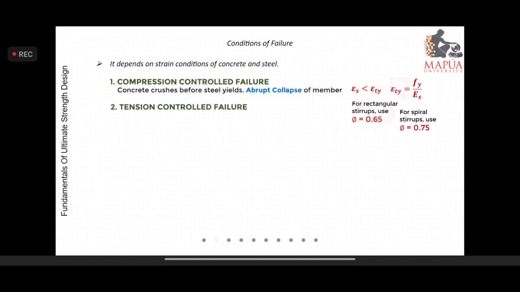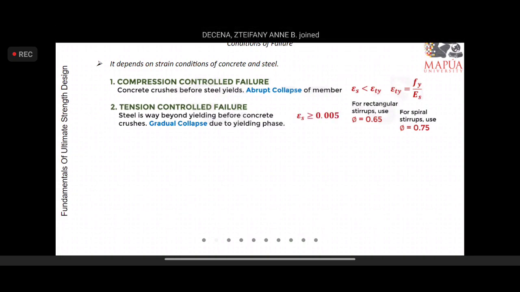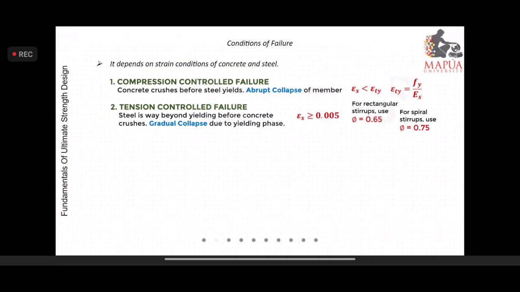For tension controlled failure, steel is way beyond yielding before concrete crushes, with a gradual collapse due to the yielding phase. So epsilon t is greater than or equal to 0.005. That's the tension controlled failure, and the phi here is 0.9, or the reduction factor is 0.9.